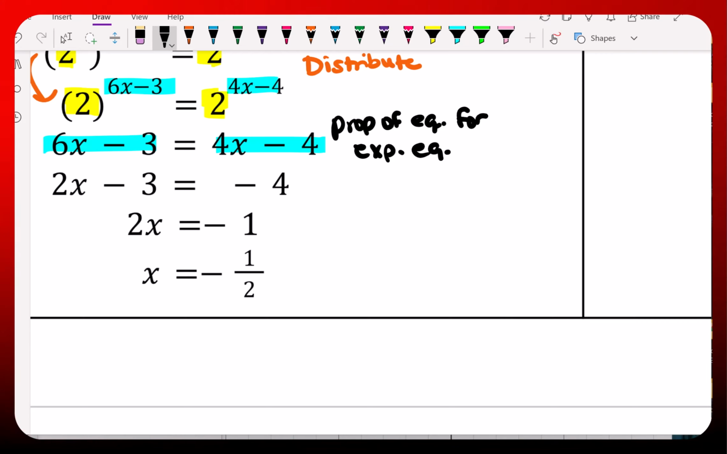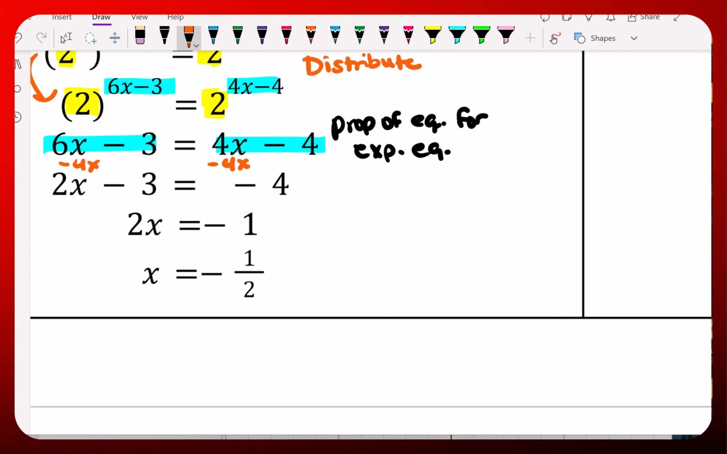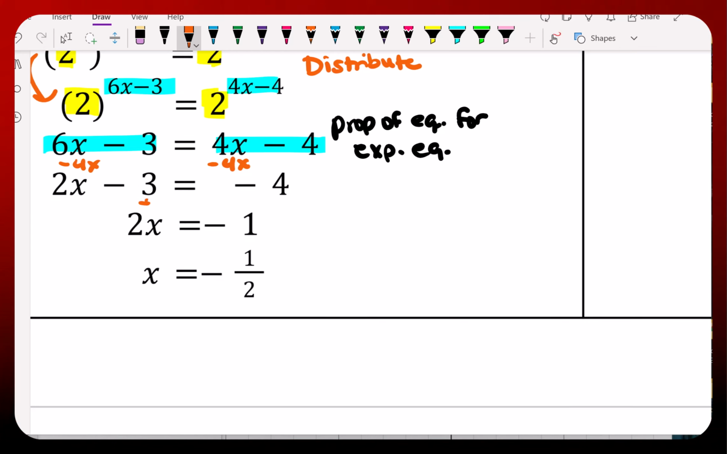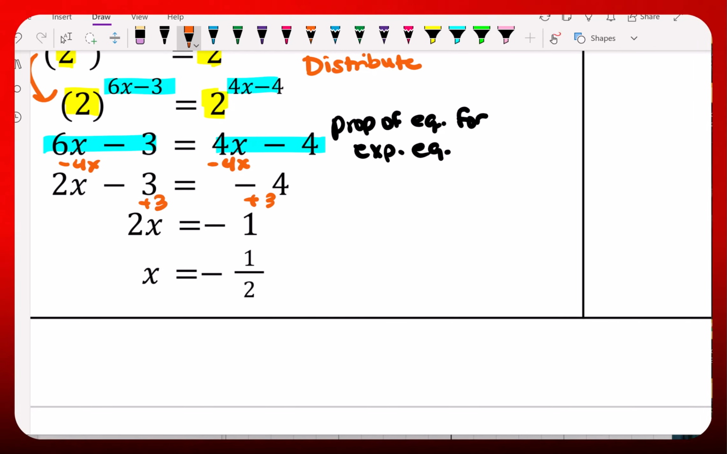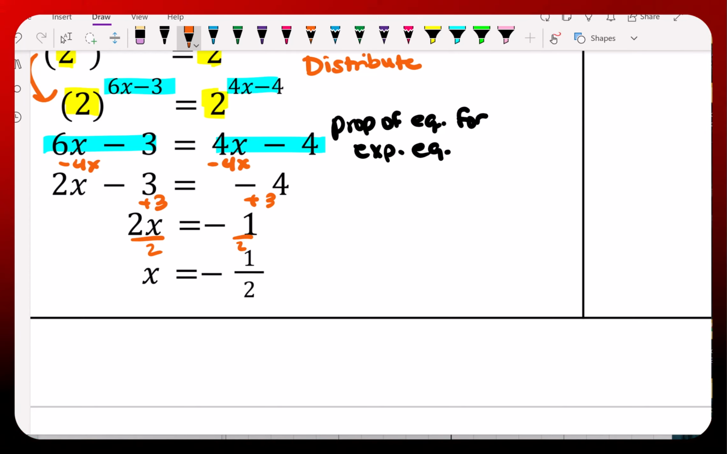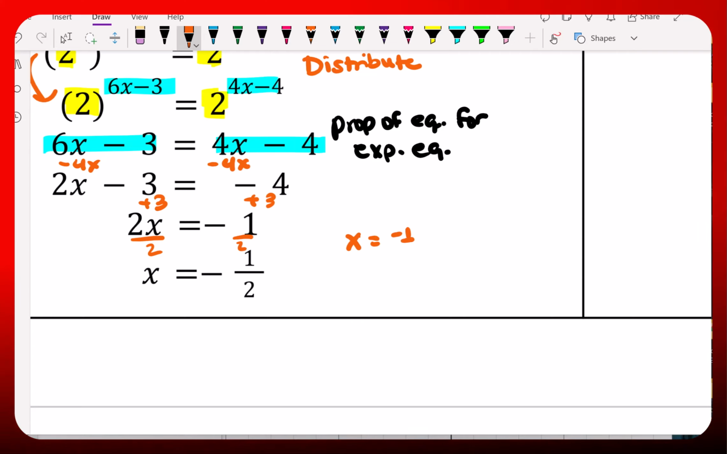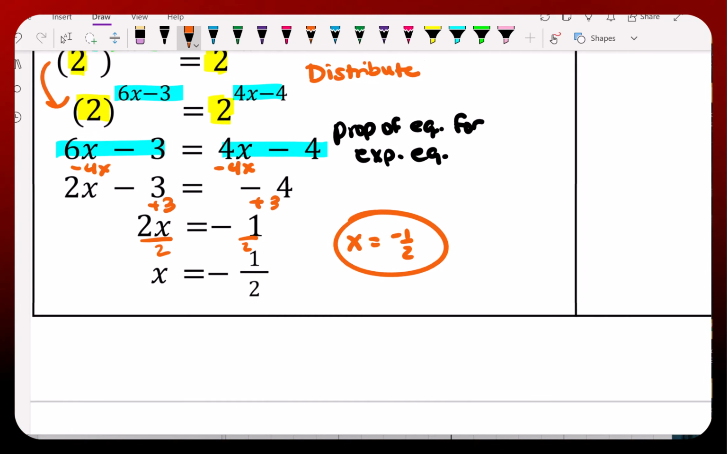So it looks like we went from 6 to 2. So they subtracted 4x from both sides. So that left us 2x minus 3. So we showed our work here. So that's perfectly fine. And then what we're going to do is we're going to add 3 to both sides. Yes, that matches because negative 4 plus 3 is negative 1. And then we divide both sides by 2. And then our final answer is going to be negative 1/2.